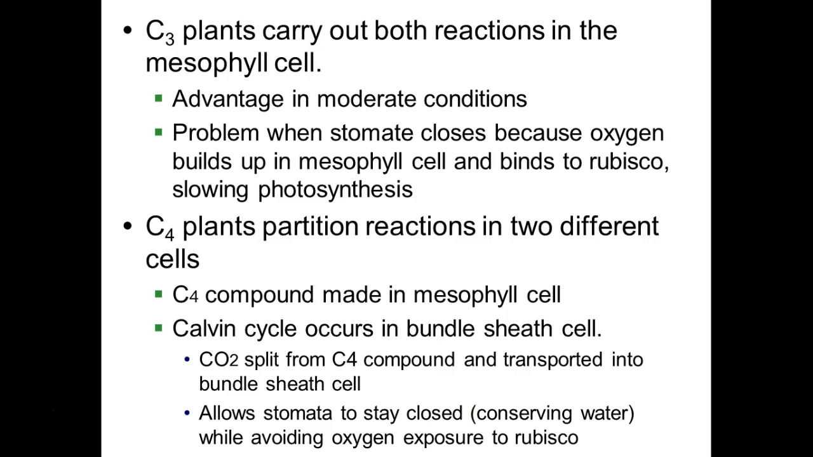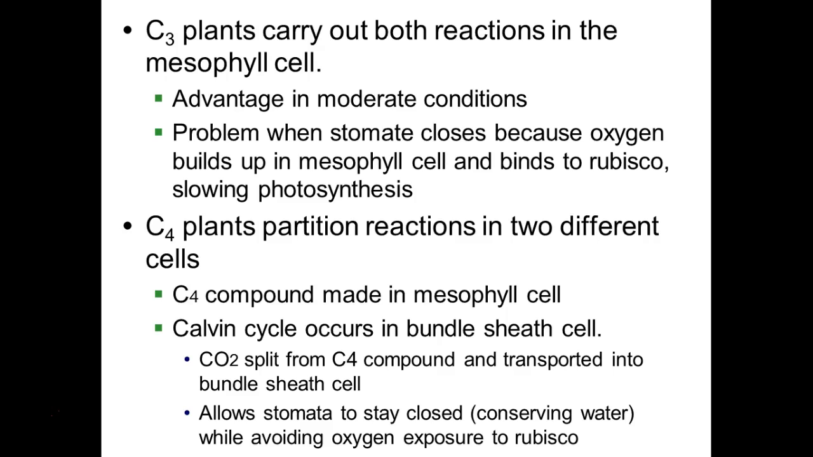So the C3 plants carry out both of their reactions in the mesophyll cell. This is good when it's not that hot, in moderate conditions, but it is a problem when the stomate closes because oxygen builds up in the mesophyll cell, it binds to rubisco, and that slows down photosynthesis. The plants are going to die if they can't photosynthesize. C4 can also close its stomates when it gets hot and dry, but it's not going to affect it so terribly. Photorespiration is prevented in C4 plants.